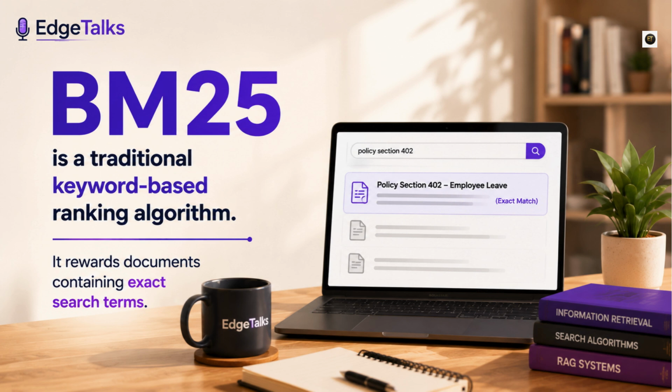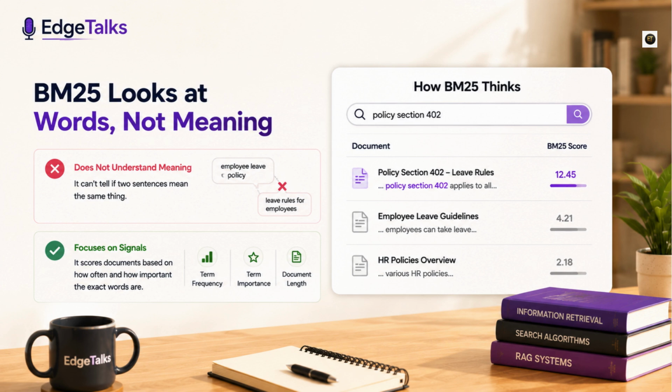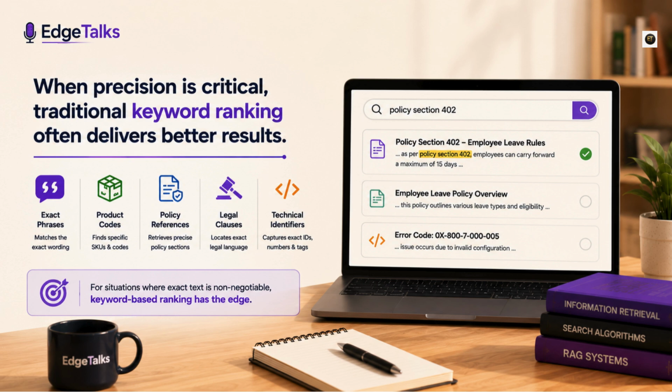BM25 is a traditional keyword-based ranking algorithm. It rewards documents containing the exact search terms. Unlike vector search, BM25 does not understand meaning. It focuses on word frequency and word importance. For exact phrases, product codes, policy references, legal clauses, and technical identifiers, BM25 can sometimes outperform semantic search.